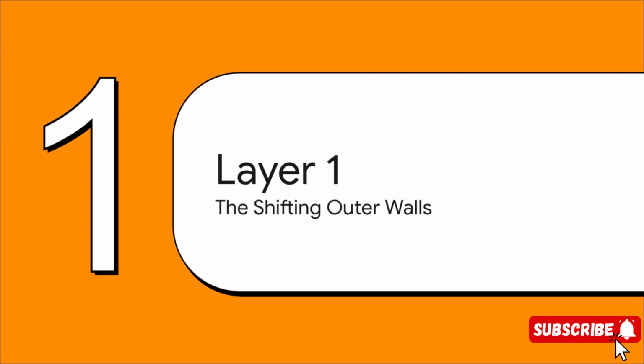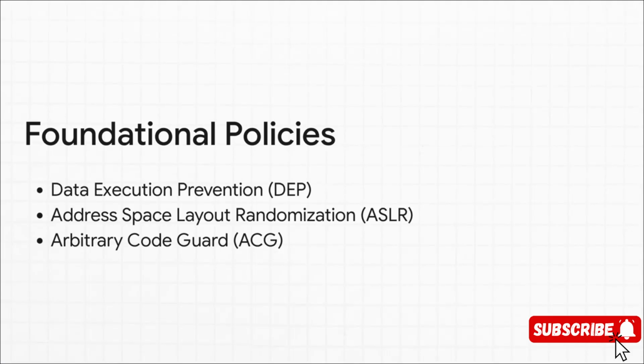Well, our first layer of defense isn't some big static wall. Instead, it's designed to be a constantly moving target, making it incredibly difficult for an attacker to even get their bearings. You see, the whole fortress is built on a few foundational rules. We're looking at three really key policies here: data execution prevention, address space layout randomization, and arbitrary code guard. Together, these make it unbelievably hard for an attacker to even figure out where to start.